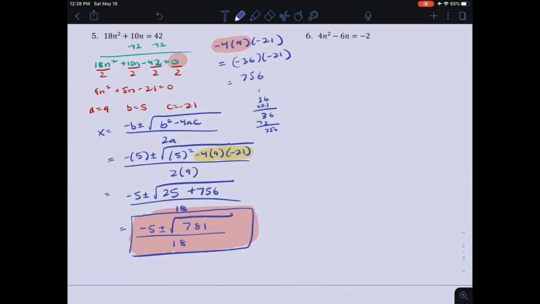So for this one, you should first notice that there is not a 0 on the other side. So I can't use the quadratic formula just yet. I need to add 2 to both sides. Now here I'll get 4n squared minus 6n plus 2 equals 0. Now from here, if you notice, all three terms are divisible by 2, right? That's my greatest common factor. So I could divide everything by the GCF, right? I'll end up with 2n squared minus 3n plus 1 equals 0.